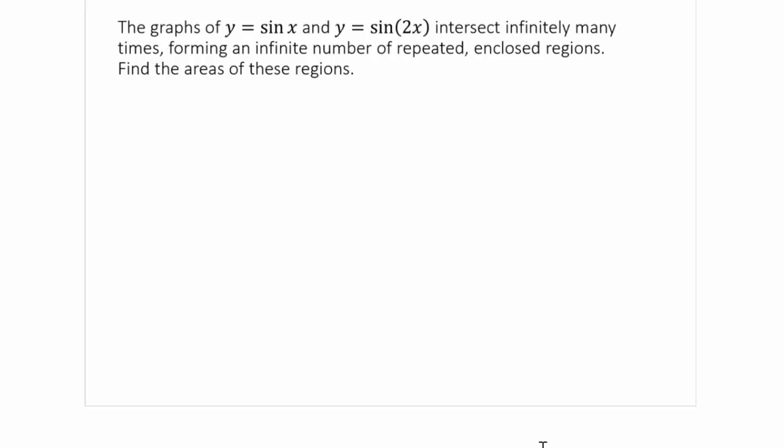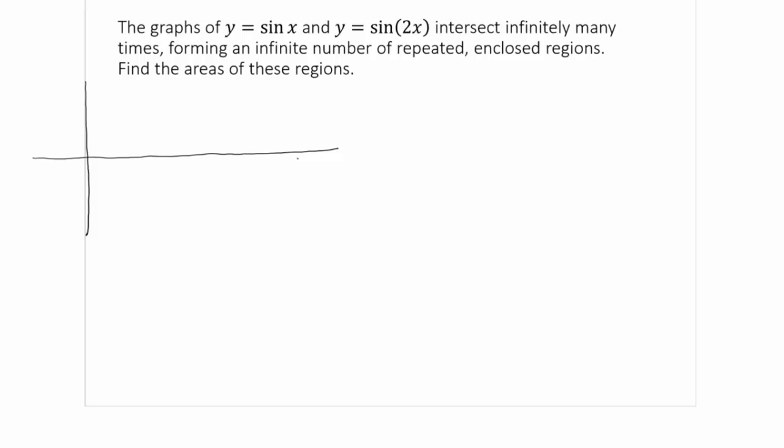The graphs of y equals sine x and y equals sine 2x intersect infinitely many times, forming an infinite number of repeated enclosed regions. Find the areas of these regions. All right, let's see. I'm going to draw it first. All right, so y equals sine x and y equals sine of 2x.